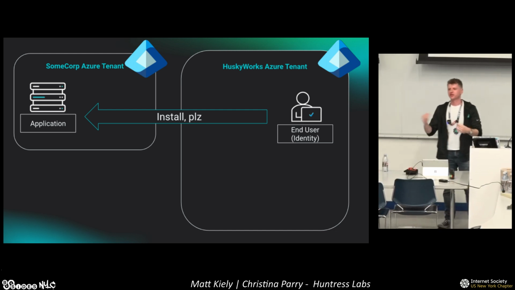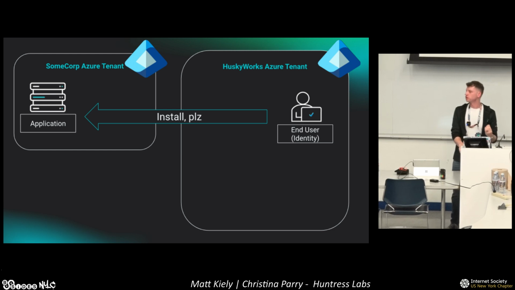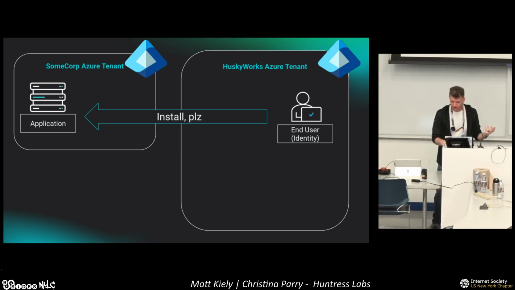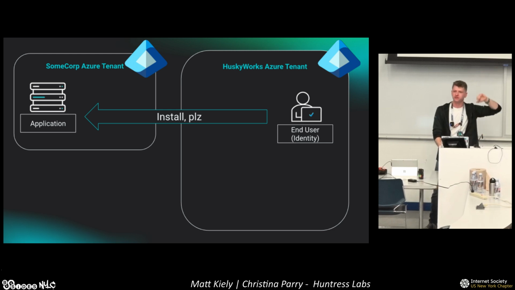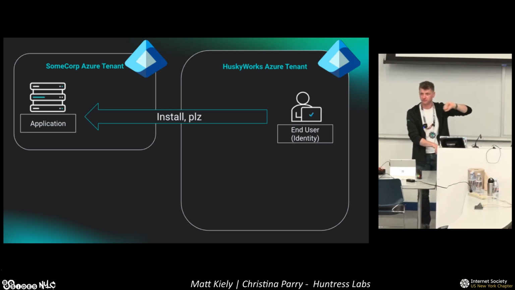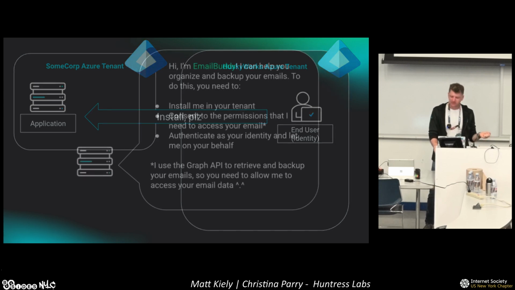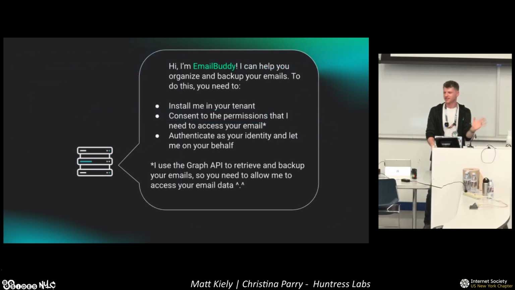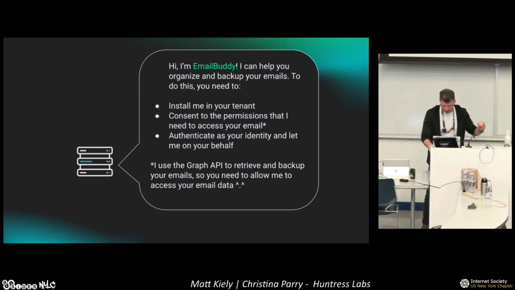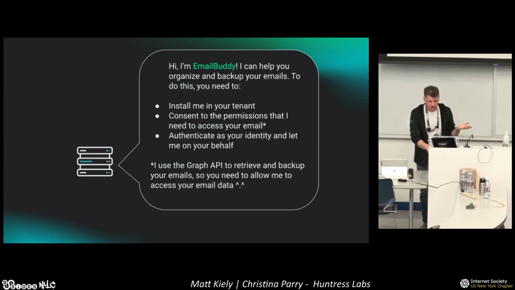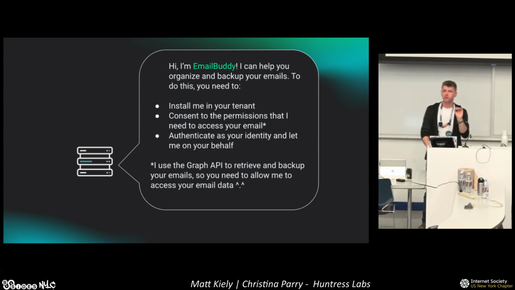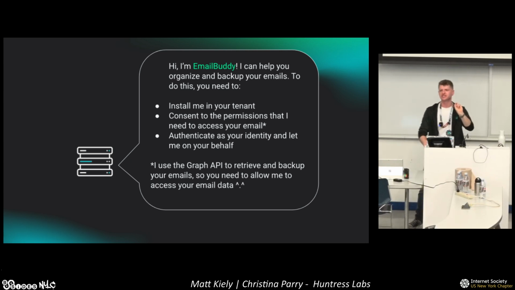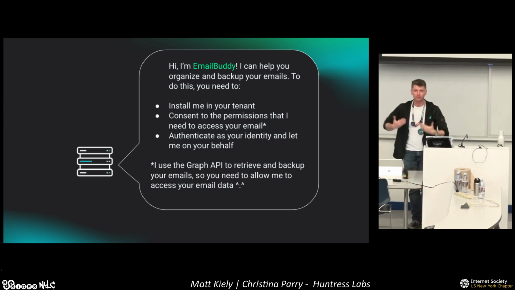Here is generally how this transaction goes. The user will try to find the application. Maybe they just Google for it. Maybe they get a link or something like that. And they say, hello, I'm a user and I'd like to install this application in my M365 tenant. And so the app is going to say something like, hello, we're going to just make one up here. I'm Email Buddy. This doesn't actually exist, but bear with me. I can help you organize and back up your emails, right? To do this, you'll need to install me in your tenant. You need to consent to all of the permissions that I require to operate, because I'm an application.